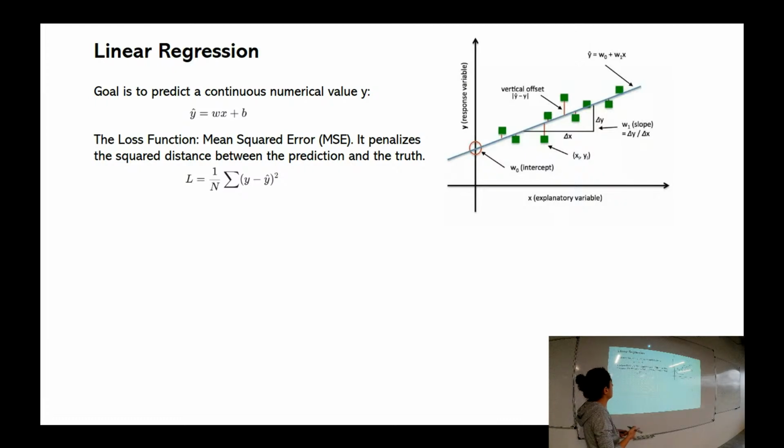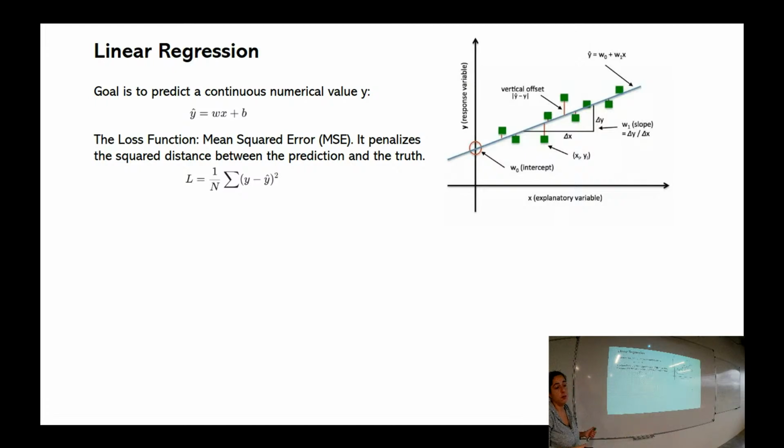So, same problem as before. I took this picture from somewhere. Following the formula, this is the intercept of the line that you're trying to fit, and this would be the slope of the line that you're trying to fit.